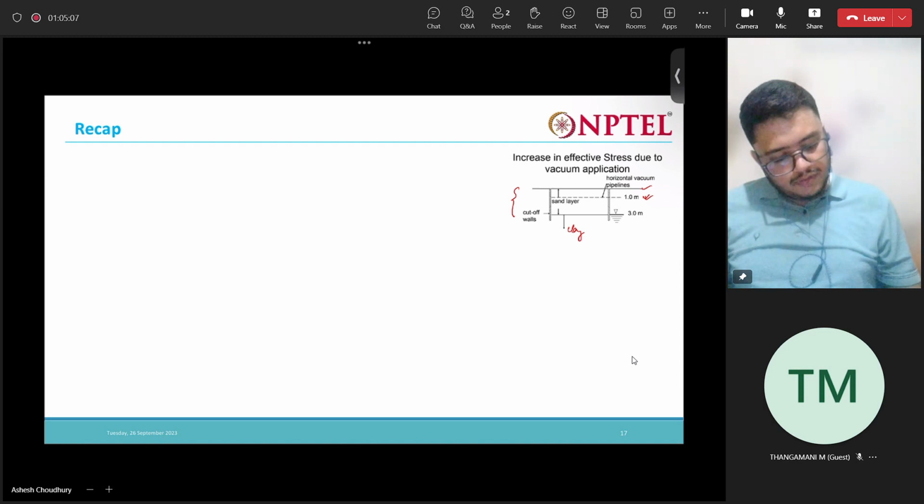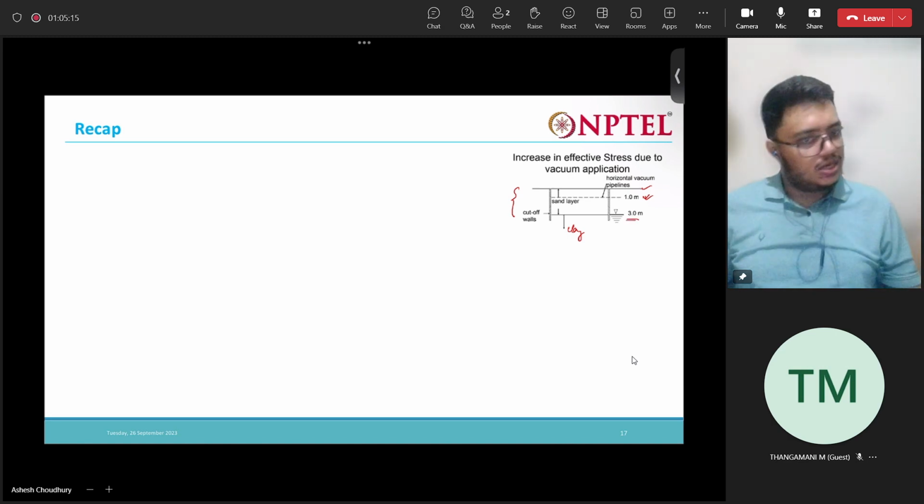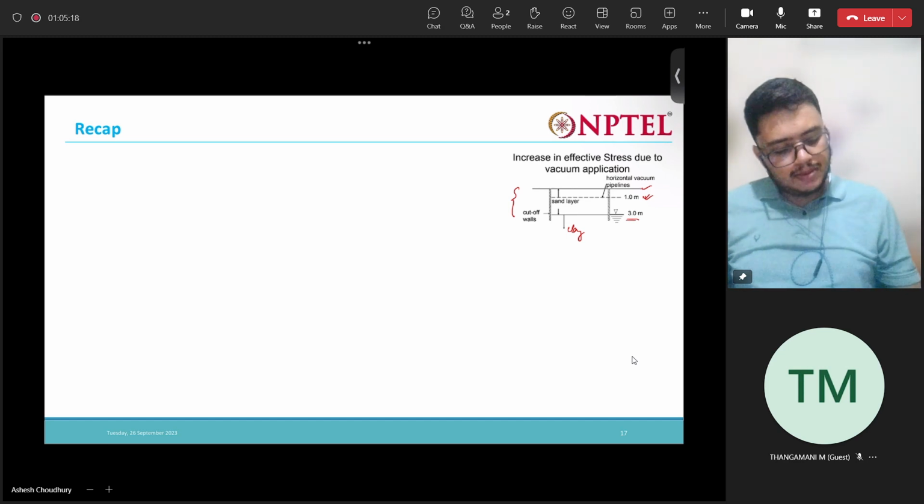Okay, the thickness of this sand layer is 3 meters, and from here below, the initial water table is at a depth of 3 meters. So what will happen when we apply vacuum here? This water is going to rise up here to here.